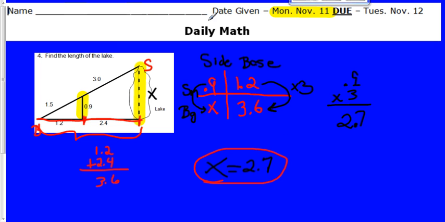Now, guys, there's many ways to do this problem. I could have reduced this first. I could have done my cross multiply and divide. This is just one way that I showed you tonight.